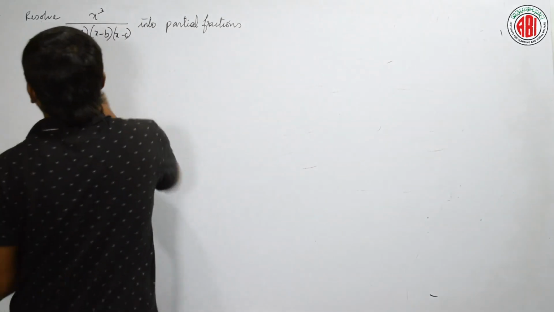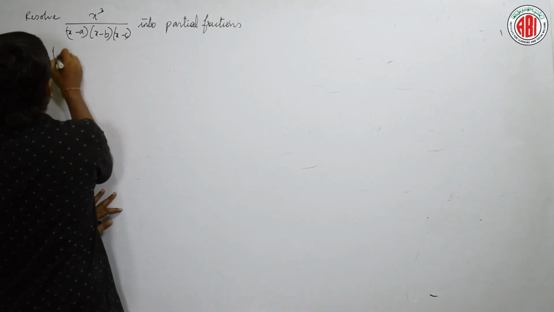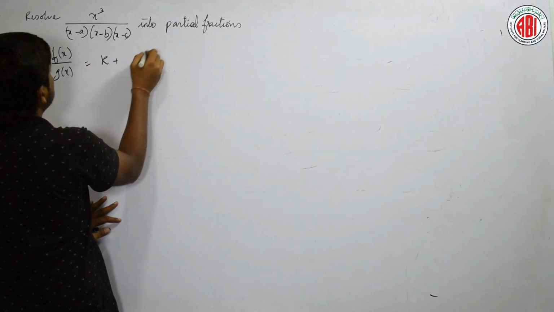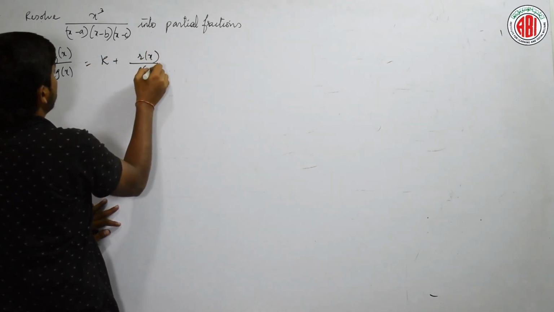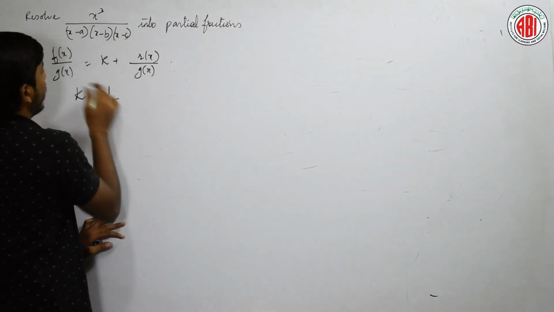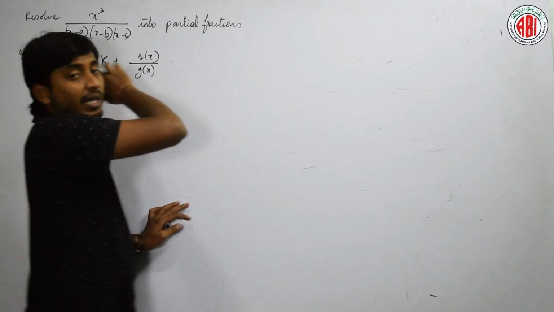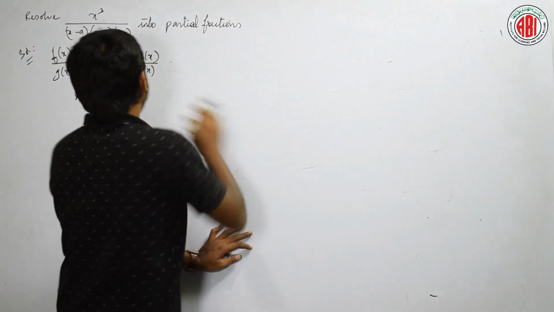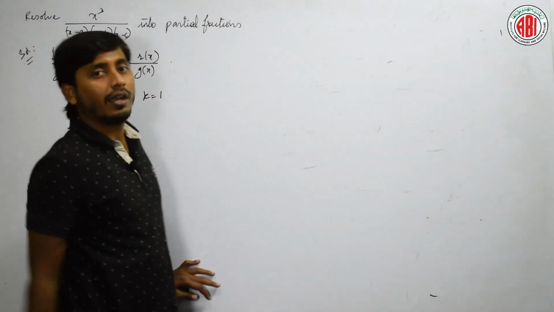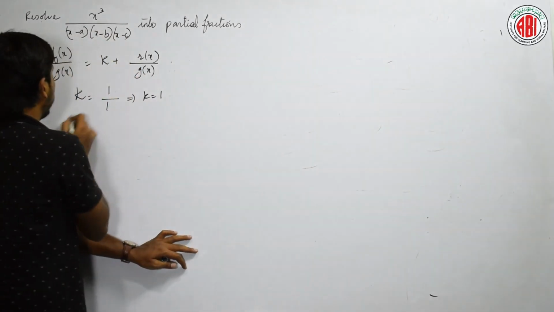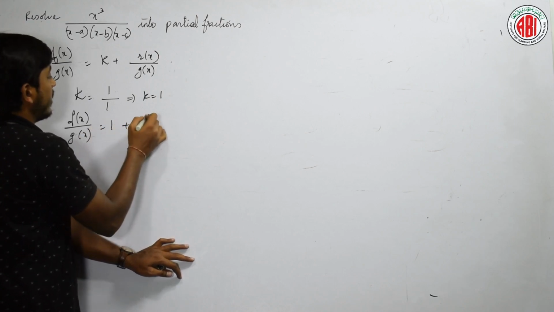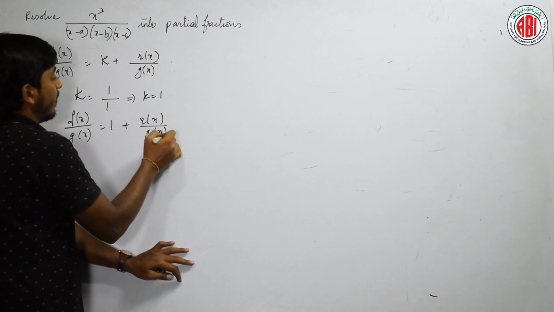How do we find the factor k? Before that, let me write f of x by g of x as k plus r of x by g of x. What is k? The coefficient of numerator by coefficient of denominator. Even if we multiply all the terms, we will get only one. If you observe here, x, x, x. Therefore, the value of k is 1. Okay. So, we will be left with f of x by g of x is equal to 1 plus r of x by g of x.